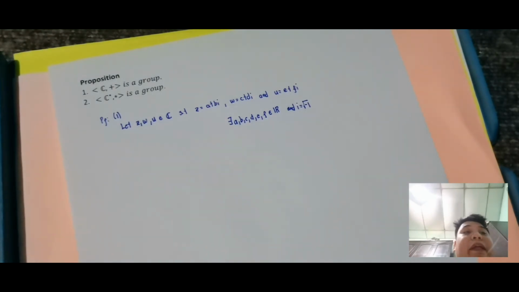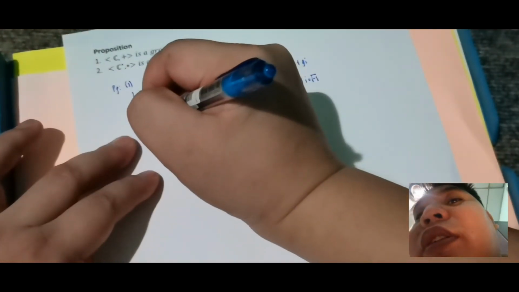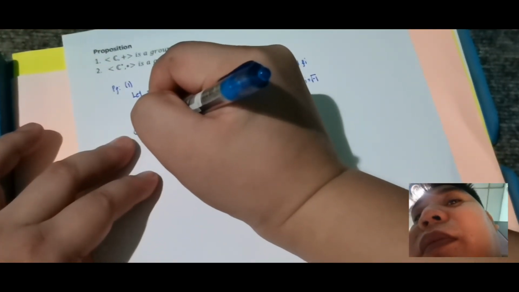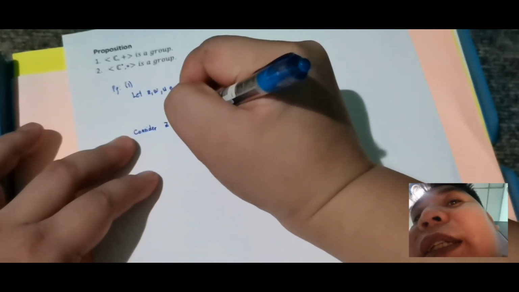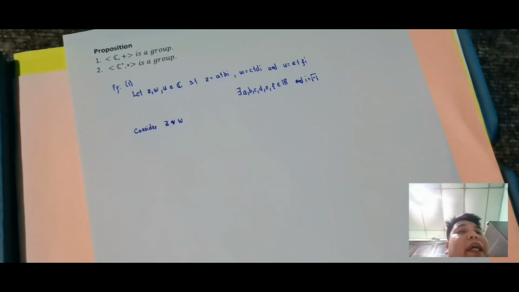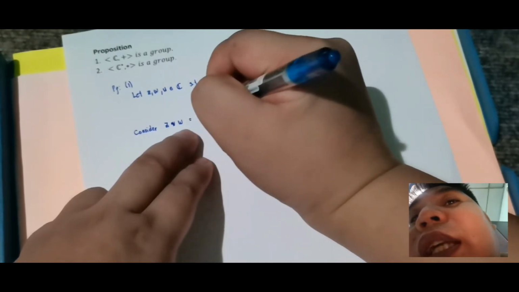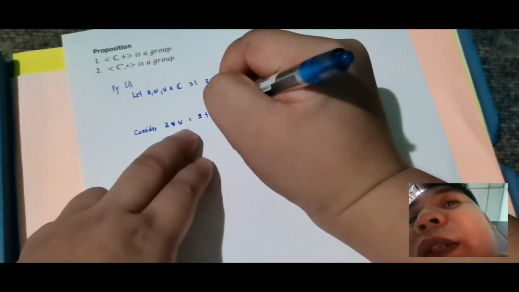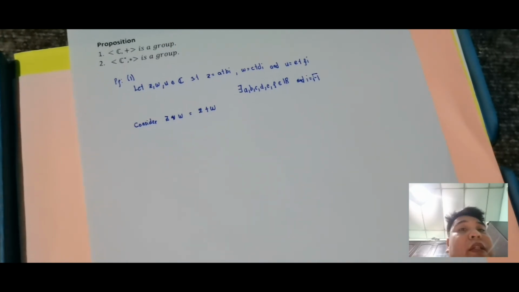Okay, so at least define natin lahat ng mga gagamitin natin. So check natin kung siya ay closed under the binary operation. So consider si z asterisk w. So, si z asterisk w ba ay element ng complex number? Ito yung tanong. So, that is equal sa z plus w, kasi the binary operation na ginamit natin sa 1 is plus.